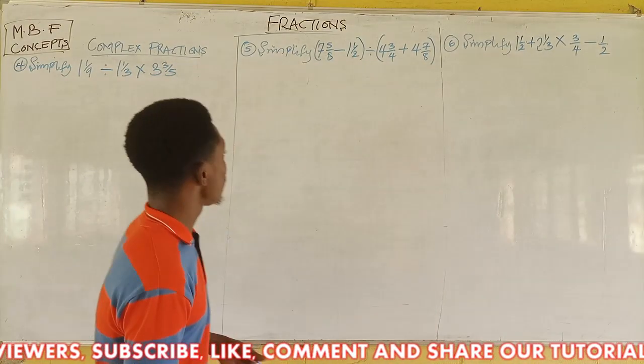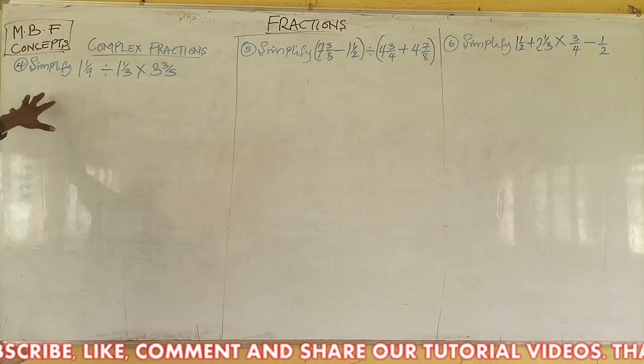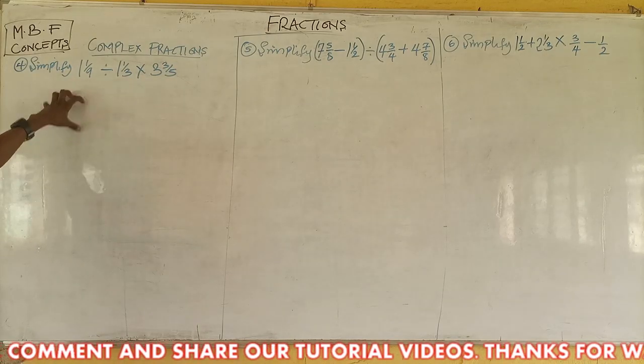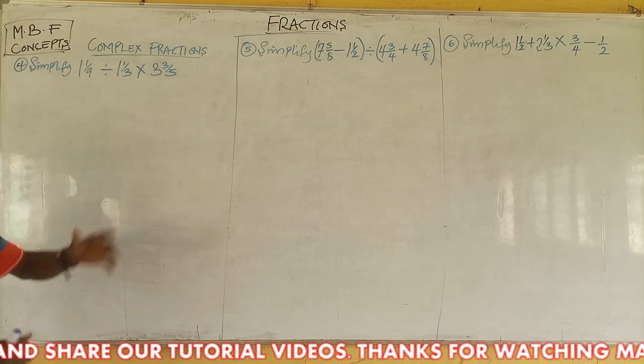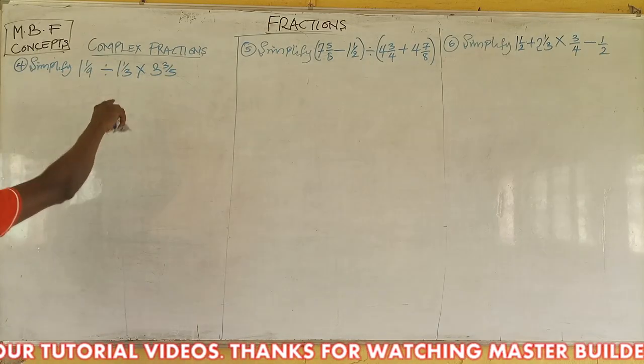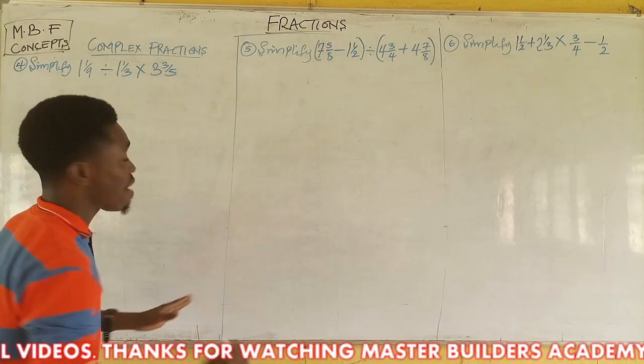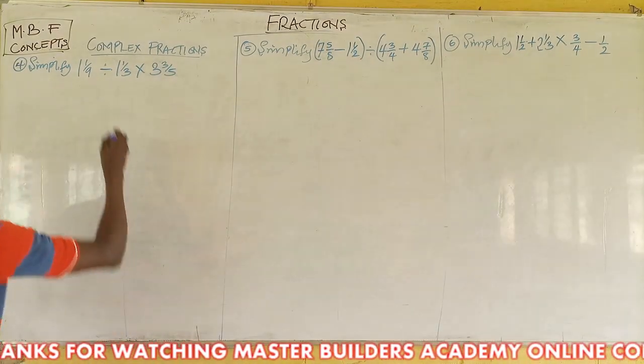All right, now we have question number 4 on the board. We are asked to simplify 1 whole number 1 over 9 divided by 1 whole number 1 over 3 divided by 3 whole number 3 over 5. It's very, very simple. Now we have the solution.